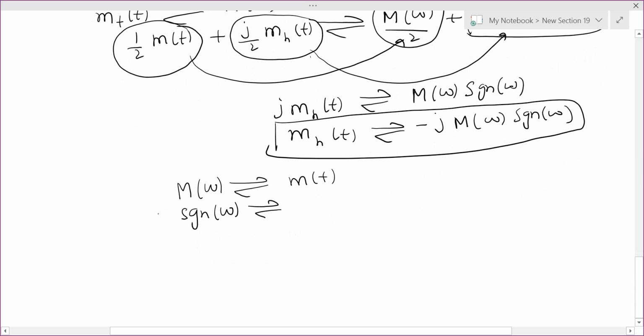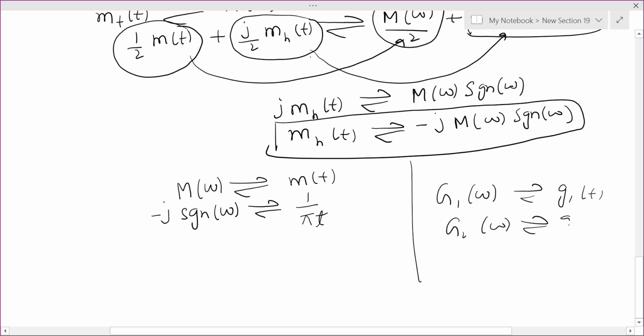So I will write here minus j signum of omega forms a Fourier transform pair with 1 over pi t, right? And you know in Fourier transforms that if g1 of omega forms a Fourier transform pair with g1 of t, and g2 of omega forms a Fourier transform pair with g2 of t, then g1 of omega times g2 of omega will form a Fourier transform pair with the convolution of g1 of t with g2 of t. This is the basic result we know, right?